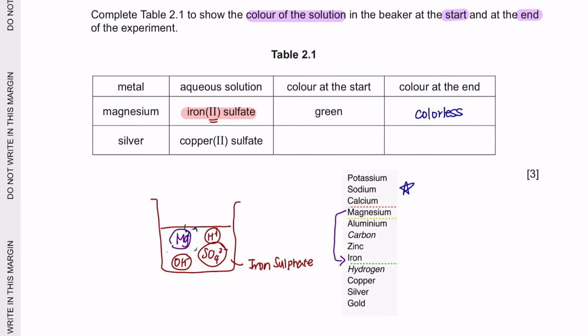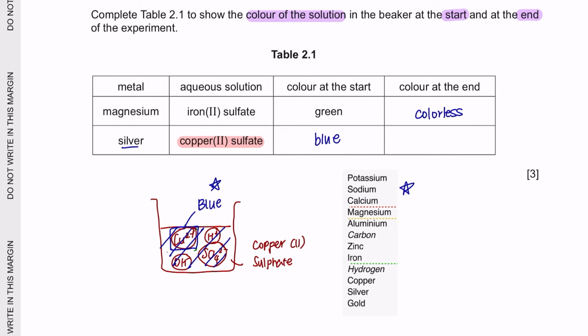Since Mg2+ has no color, it will be colorless. The next solution we have here is copper(II) sulfate. Copper(II) sulfate contains the copper(II) ion, and the copper(II) ion has a color which is blue, making this solution blue.